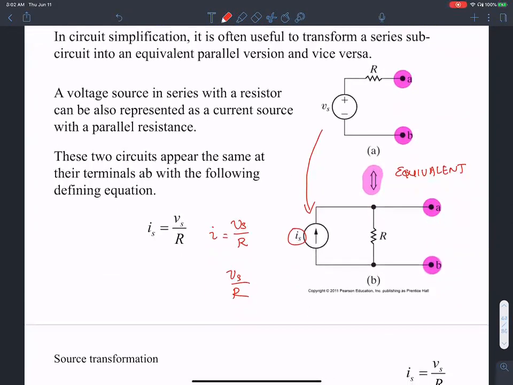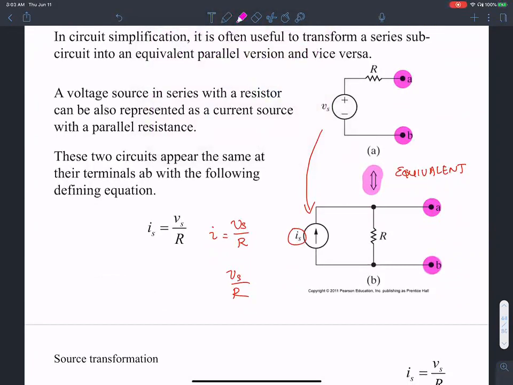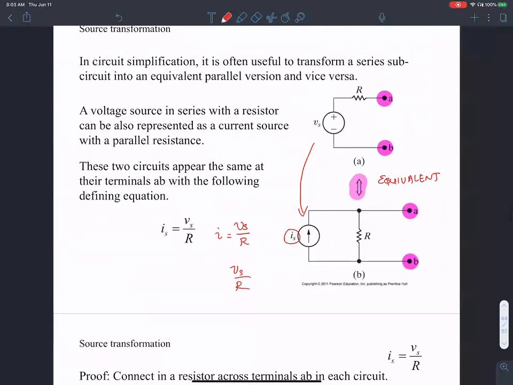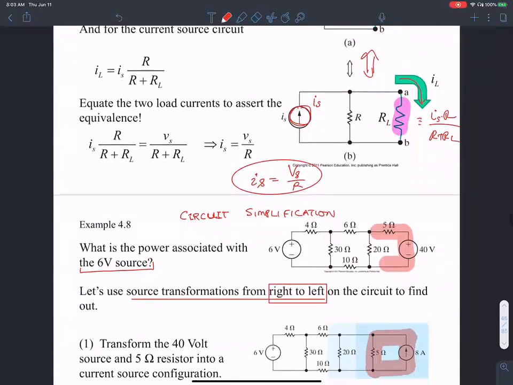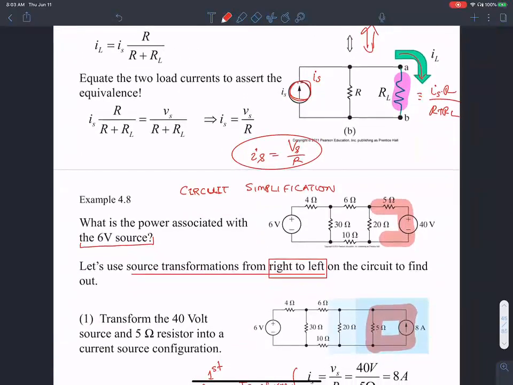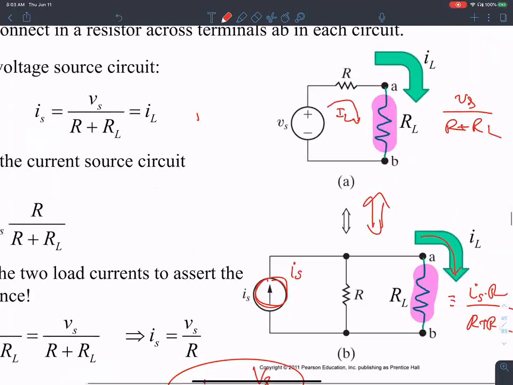The whole logic was that if you look at the terminal behavior from the perspective of A and B, this voltage source with a series resistance is going to behave exactly the same as a current source with a parallel resistance. This is what we discussed in the last class. Then we looked at the proof and saw that the current flowing in the load resistance is the same in both the top and the bottom circuit. They're equivalent.